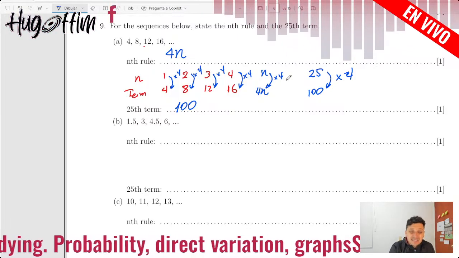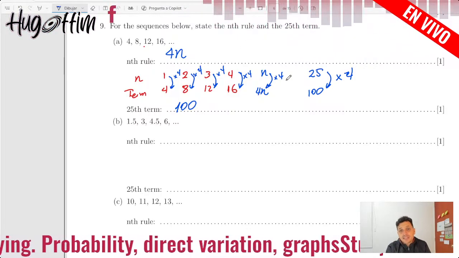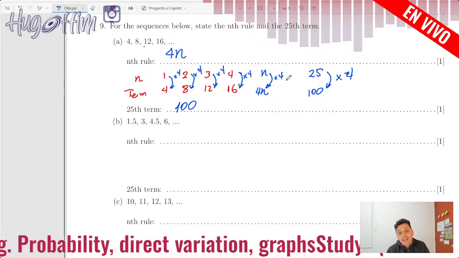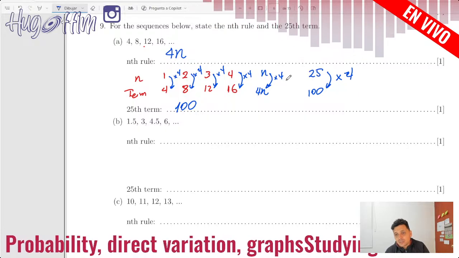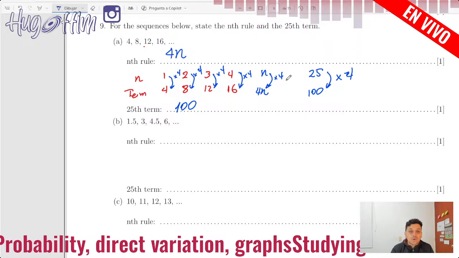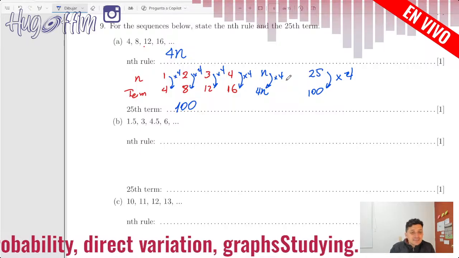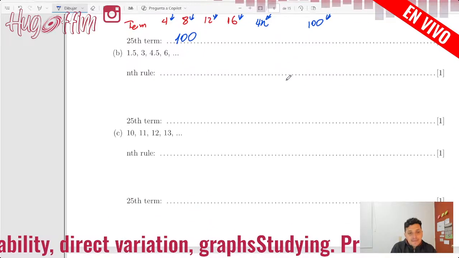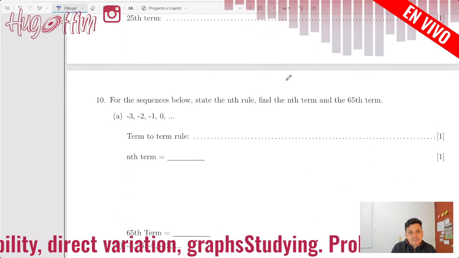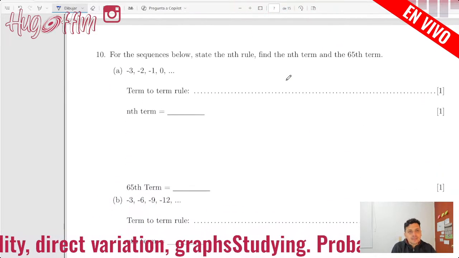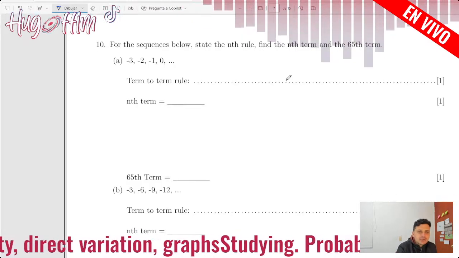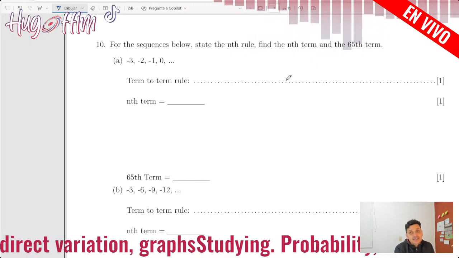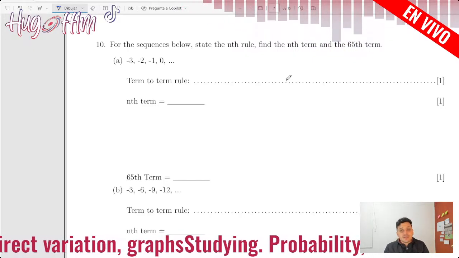Now, in basic patterns, the n term will be either multiplying by a factor, or n plus or minus a factor. So this is the idea of working with the n term rule. And finally, let's see one that goes a little bit higher, that says, for the sequences below, state the n rule, find the n term and the 65th term.